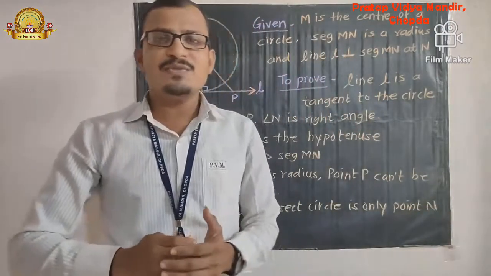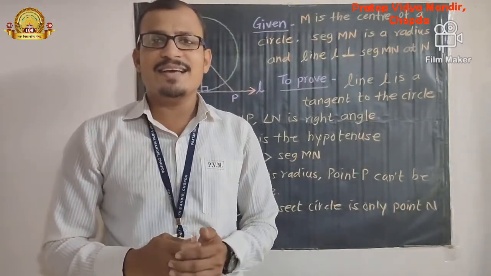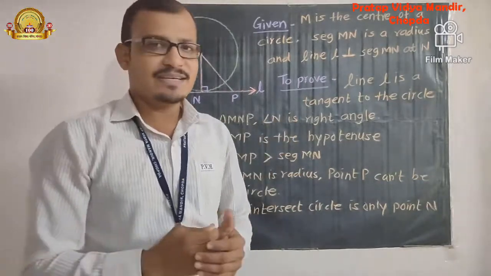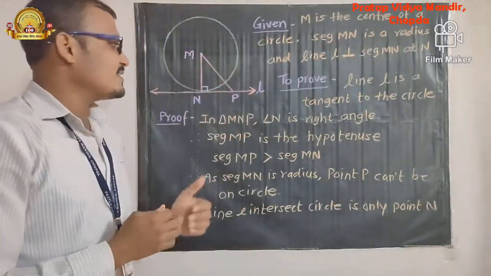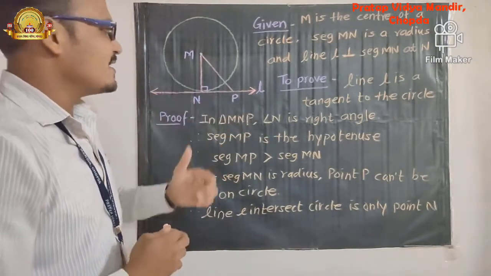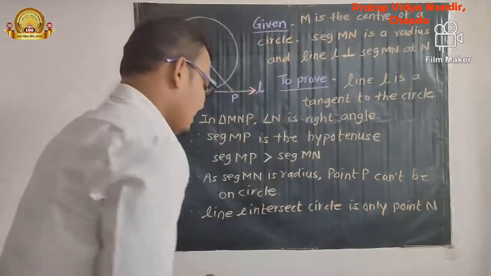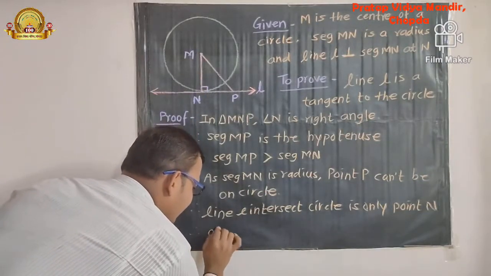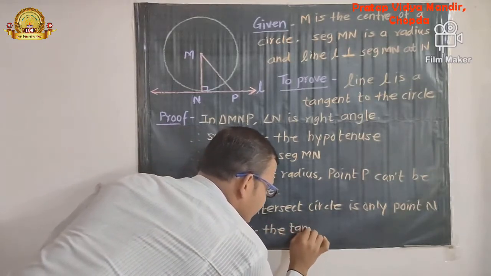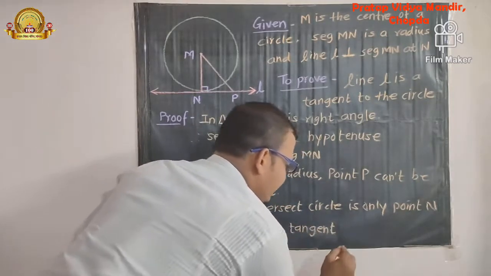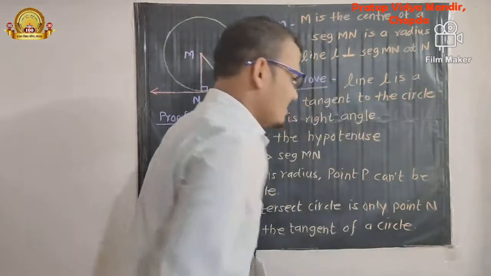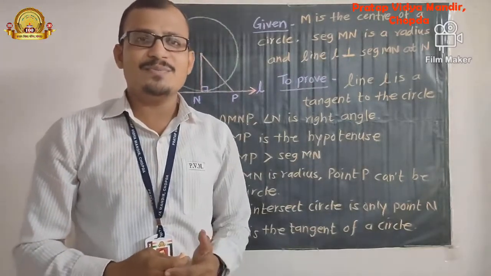And friends, we know that when the line and circle have only one point in common, then that line is called tangent of circle. And here this line and circle have only one point in common, that is point N, and hence this line is the tangent of circle. And therefore line L is the tangent of circle, and hence our theorem is proved.